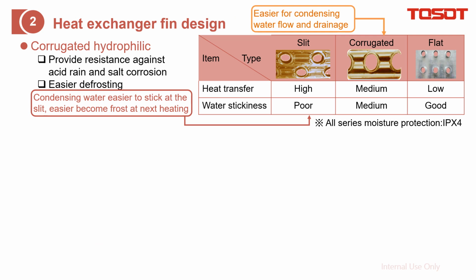Heat exchanger fin design. On this slide, I just introduce the fin structures. There are three types of fin. The slit fin has lots of slits on the surface to increase heat transfer efficiency. The corrugated fin means the surface is not flat but goes up and down. And the flat fin is the most regular. So from the heat transfer efficiency, the slit fin is the highest.